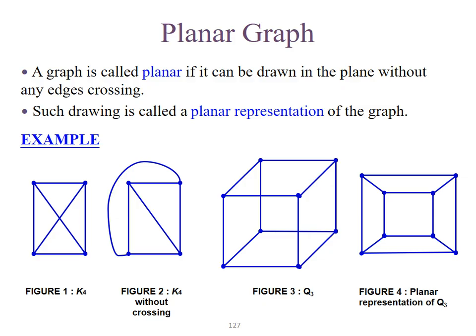Okay, a graph is called planar if it can be drawn in the plane without any edges crossing. We call such a drawing a planar representation. This is a very standard K4, the complete graph with 4 vertices. In the standard way, we draw K4 this way. But we can also draw a planar representation of K4.